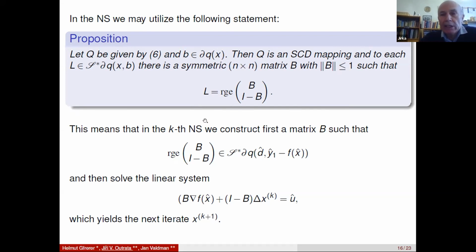So everything boils down actually to the construction of such a matrix P, and then the linear system, the square linear system, which we have to solve in the Newton step, amounts exactly to this one. So it doesn't represent any big problem.